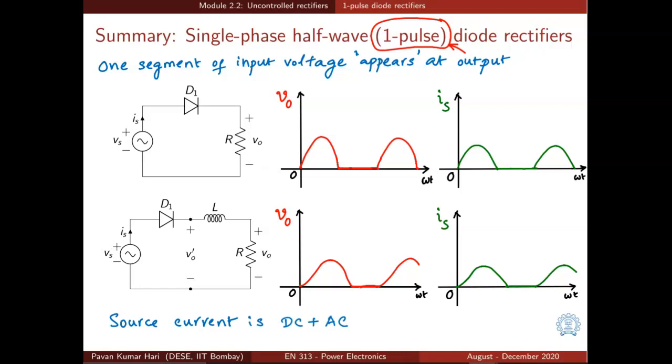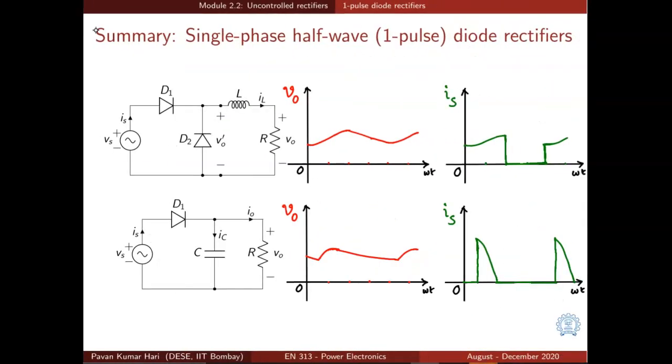There is another thing that is very special about these 1 pulse diode rectifiers. What is the source current? How does it look like? It looks like a DC waveform as per the notion of DC and AC that we have defined at the beginning. It has AC component, it has harmonics, it can have fundamental and harmonics, but it also contains a finite average value or DC value. That is true. These both characteristics are true for all the other circuits that we have considered.